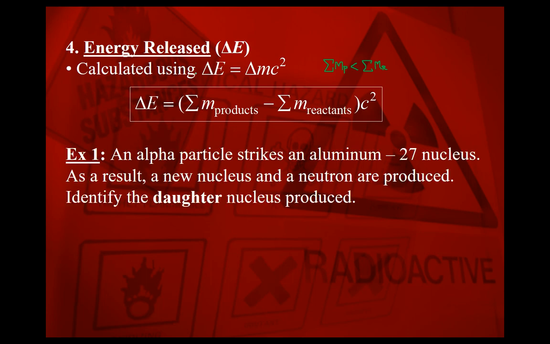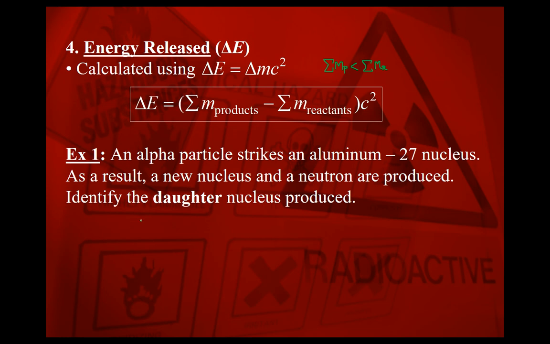Okay, let's do one simple example first, and we'll get into a more complicated calculation problem. It says an alpha particle strikes an aluminum-27 nucleus. As a result, a new nucleus and a neutron are produced. Identify the daughter nucleus produced. All right, this one is not an example of nuclear fission or fusion. This is an example of induced nuclear transmutation. So we could have actually done this one in the last lesson.